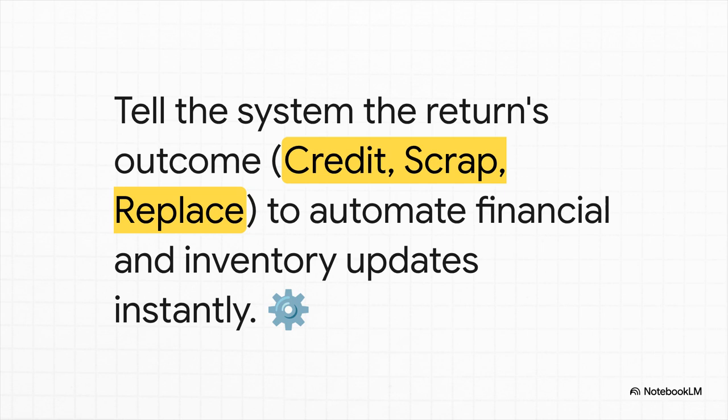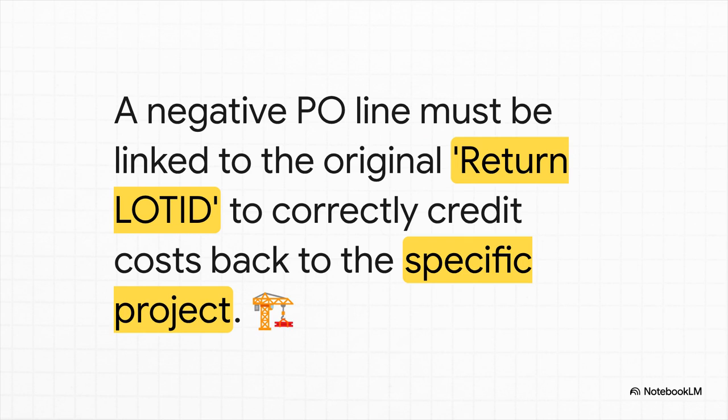It's pretty cool. Now, for project-based work, the stakes are even higher, right? A return hits a specific project's budget. And that's why it's so critical to link the return back to the original return lot ID, which is the system's unique identifier for that specific item used on the project. This is literally the only way to ensure your project costs are accurately reversed and your profitability reporting stays correct.